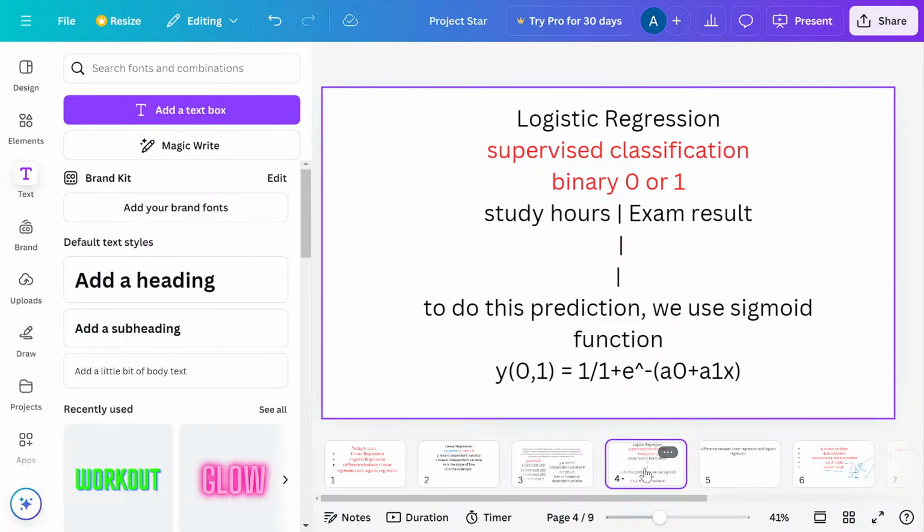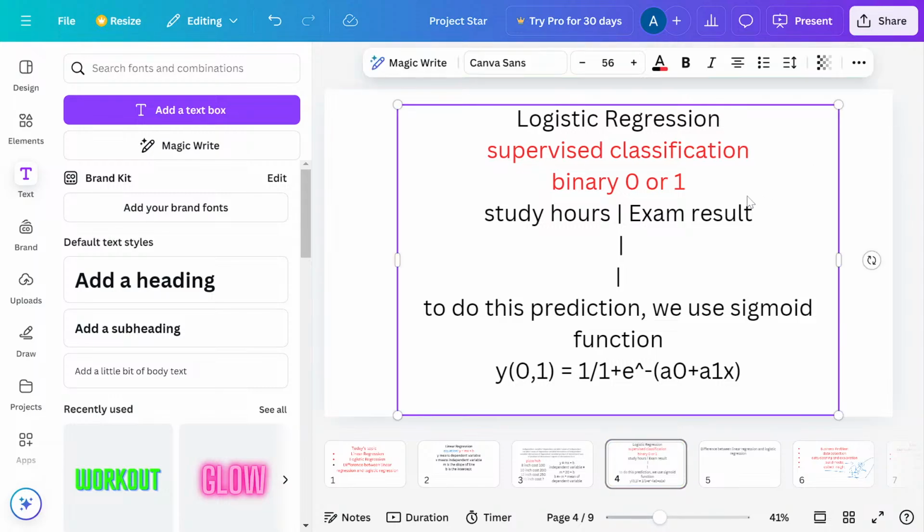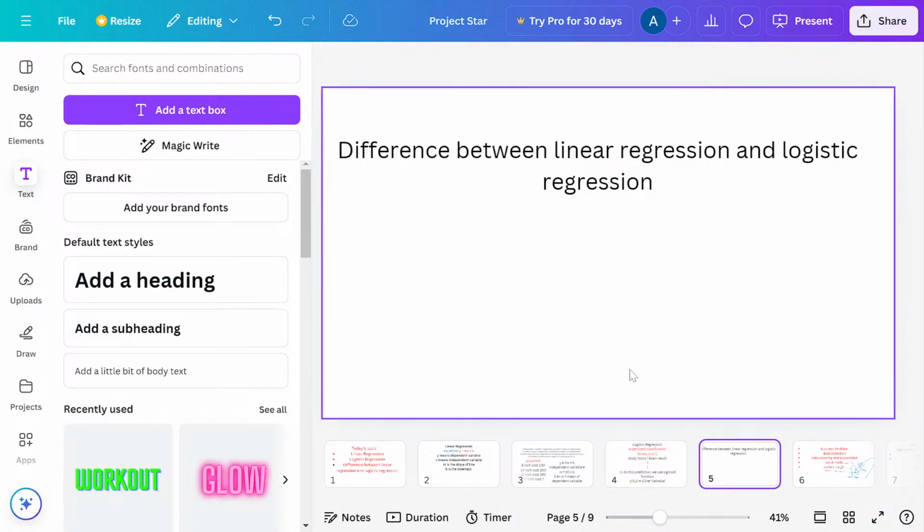So the next is logistic regression. Logistic regression is a supervised classification, and it's generally binary, 0 or 1. This is called logistic regression. Why 0 and 1? The reason behind this is, let me show you one chart.